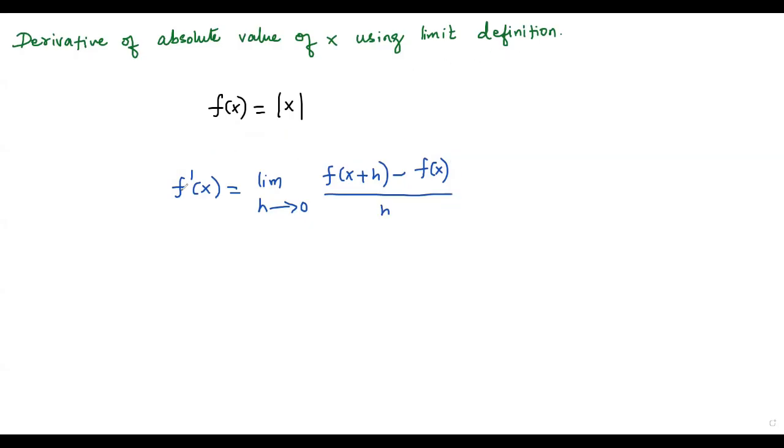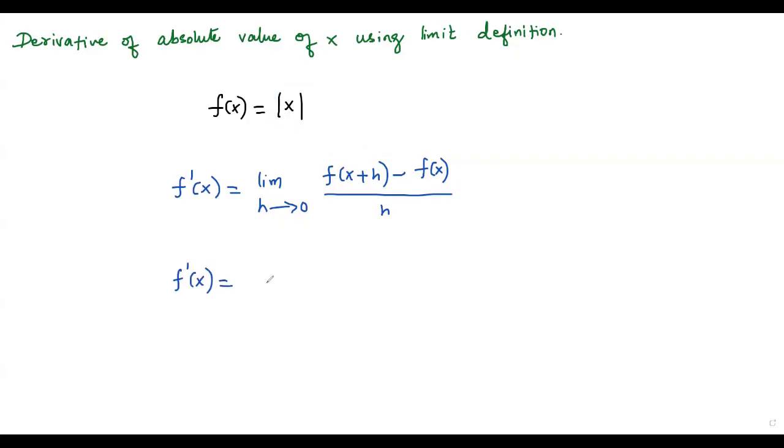Now what we have to do is plug in the expressions for f of x plus h and f of x. Already we know that f of x equals the absolute value of x. Now to get f of x plus h, we have to plug in x plus h for x over here. Then I'm getting the absolute value of x plus h on the right side.